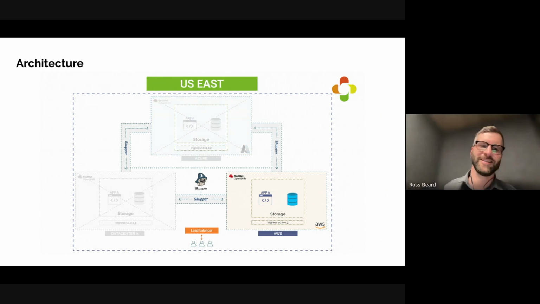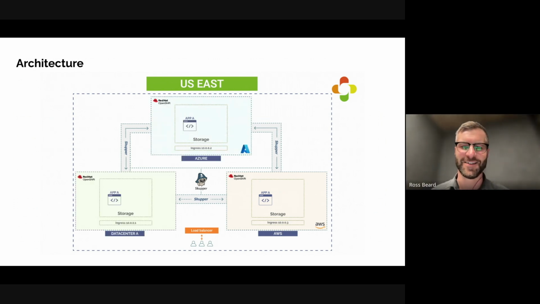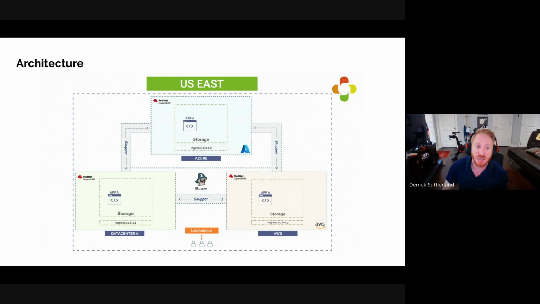So Derrick, everyone loves a good architecture diagram. Talk us through this one. Yeah, so imagine for a second, and I don't have presenter control, but imagine for a second, we have an application that's in a data center, and that application goes offline.